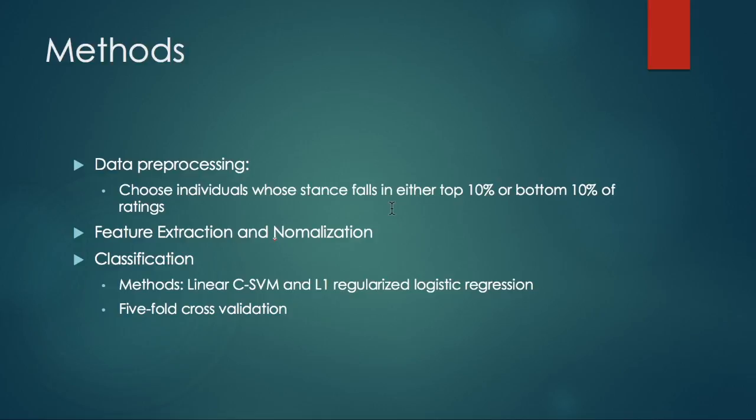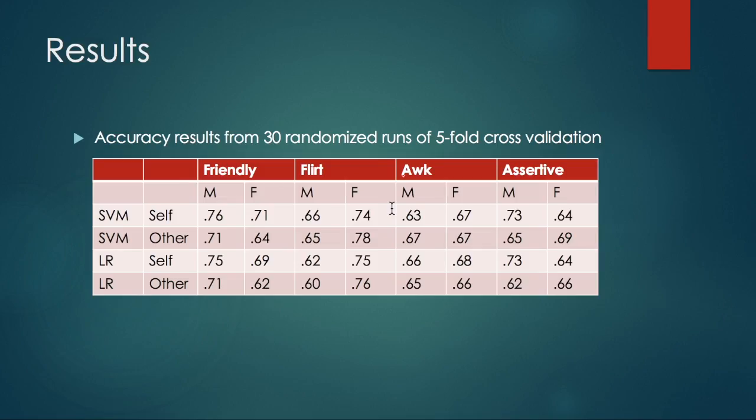Due to the small sample size, 5-fold cross-validation is used to train and evaluate the model. This is the result, the accuracy result from 30 randomized rounds of 5-fold cross-validation. This shows the stances for male and female people, and the first 2 rows are the SVM classification result, and the last 2 rows are the logistic regression result.